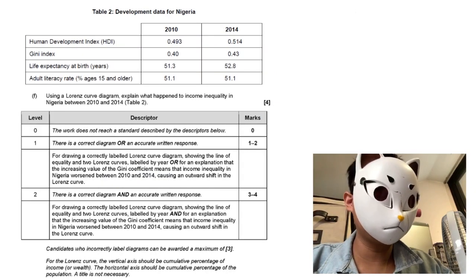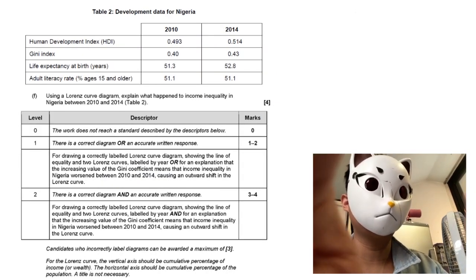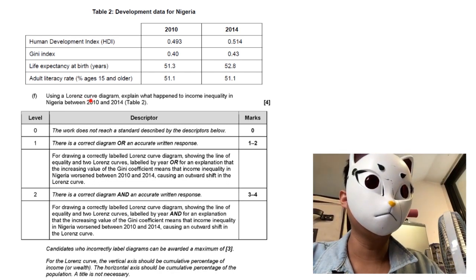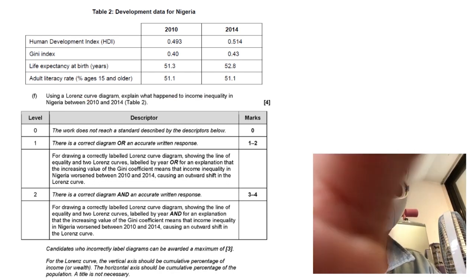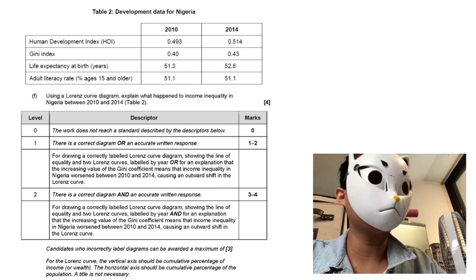Right now we are going to do part E. We have to use a Lorenz curve diagram to explain income inequality. So first of all, income inequality.